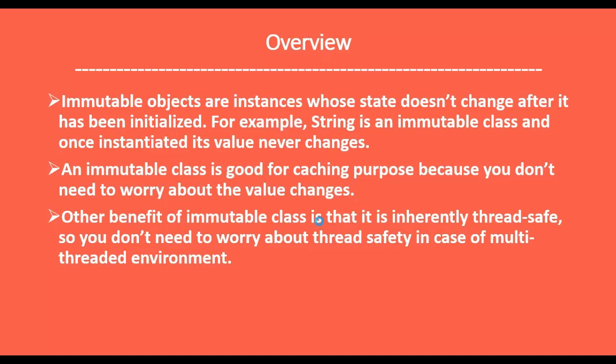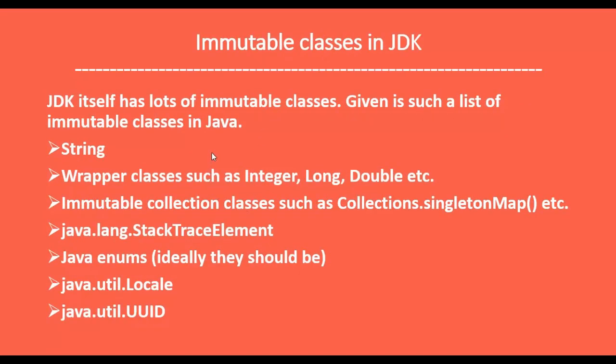Here is the list of immutable classes in the JDK. The JDK itself has a lot of immutable classes like String, wrapper classes such as Integer, Long, Double, etc., and java.lang.StackTraceElement, enums, Locale, UUID. These are a few of the immutable classes that I have listed from the JDK. You can go through the internal implementation of these immutable classes.